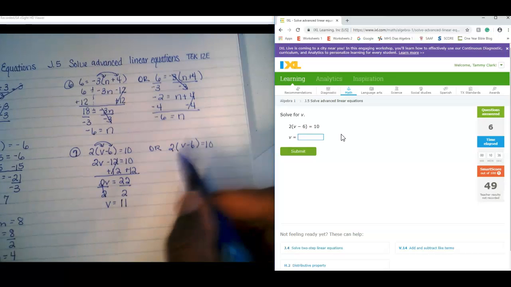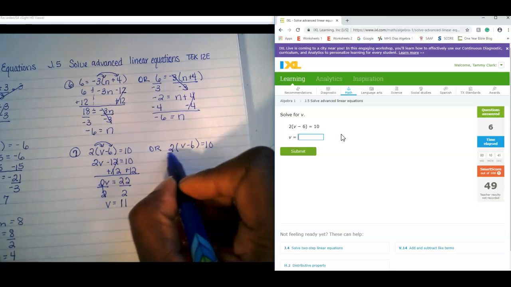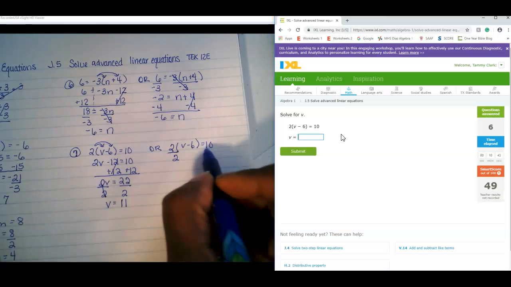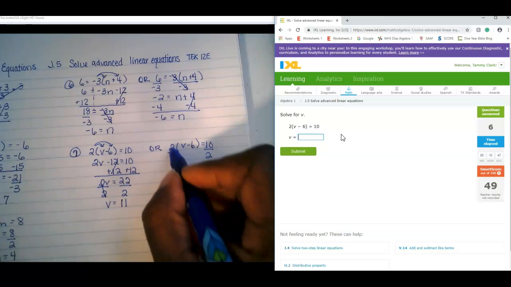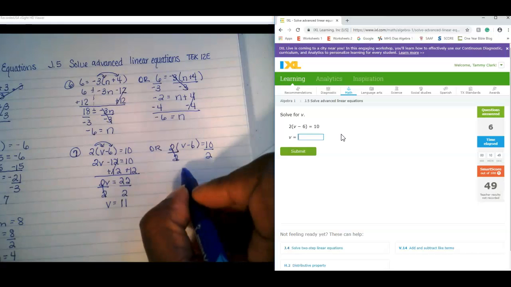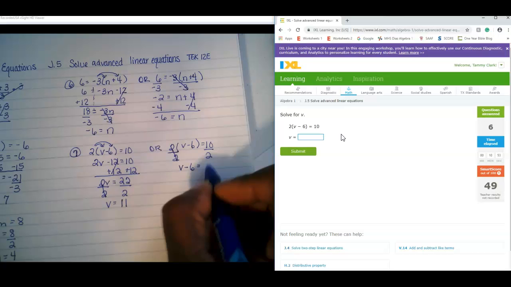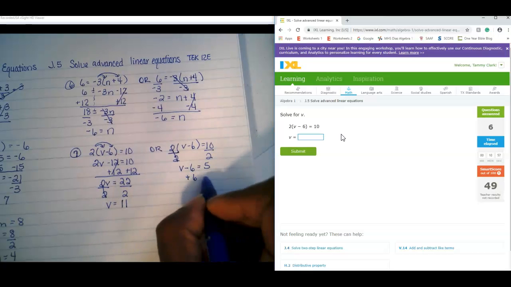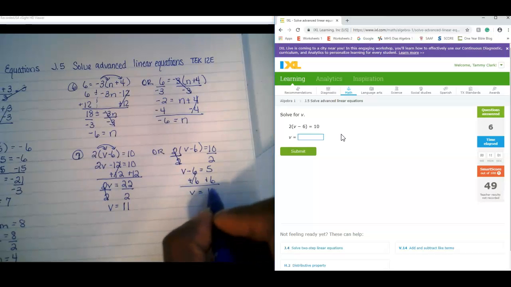Now, over here I know that 2 is a factor of 10. So I could divide by 2 on both sides of the equation. 2 divided by 2 is 1. That leaves me with v minus 6 equals 10 divided by 2 is 5. And then I can add 6 to both sides of the equation. Therefore, v must equal 11.